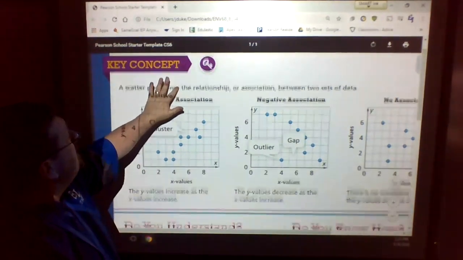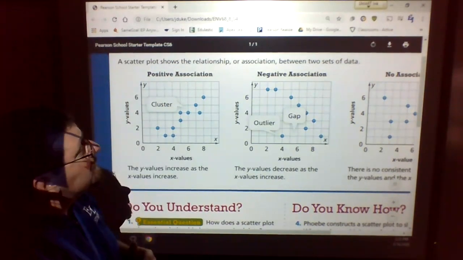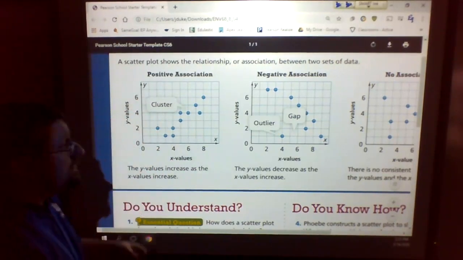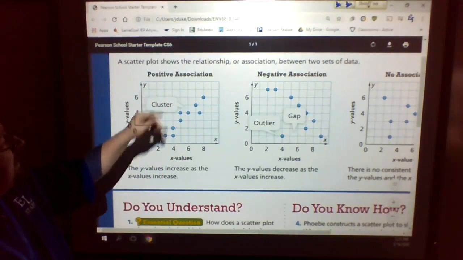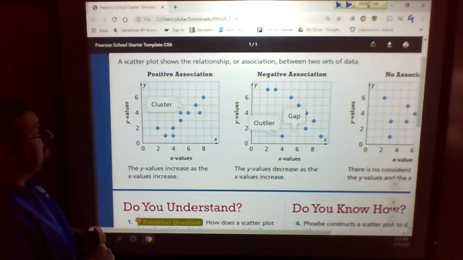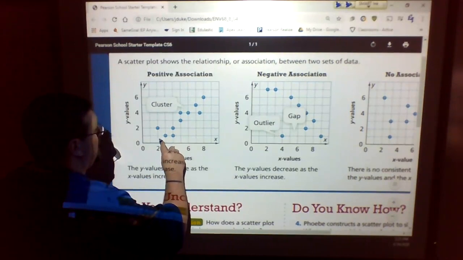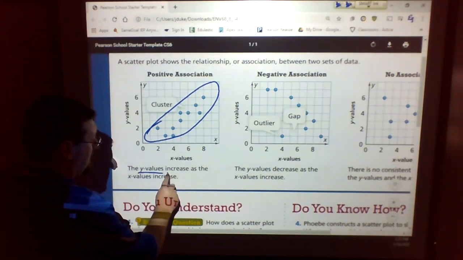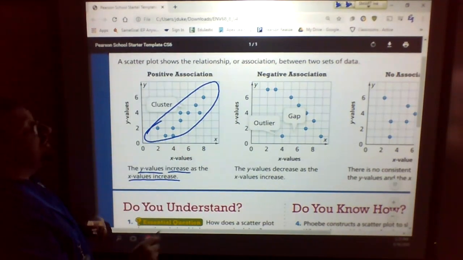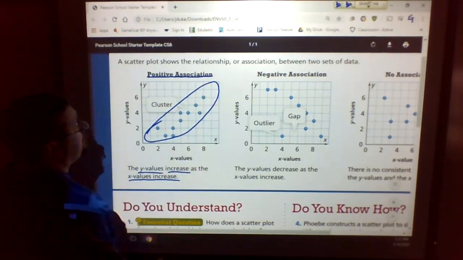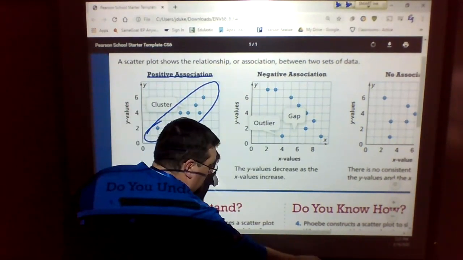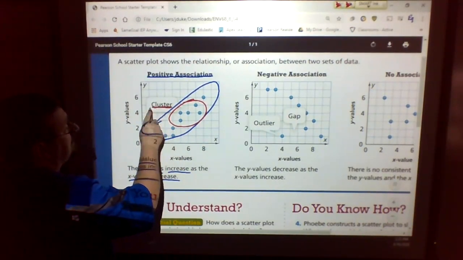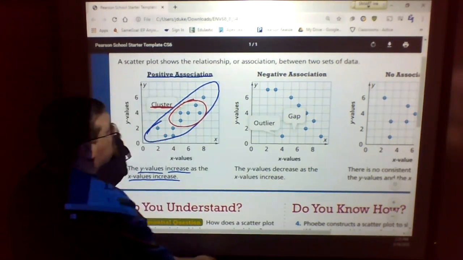Our key concept is that a scatter plot shows the relationship or association between two sets of data. Right here, we've got three sets of data. In our first plot, we've got a group of data that appears to be going uphill. The y values are increasing as the x values increase. That's going to show us a positive association. One of the things you see in there is a group of points gathered together. We call that a cluster. That's a positive association.